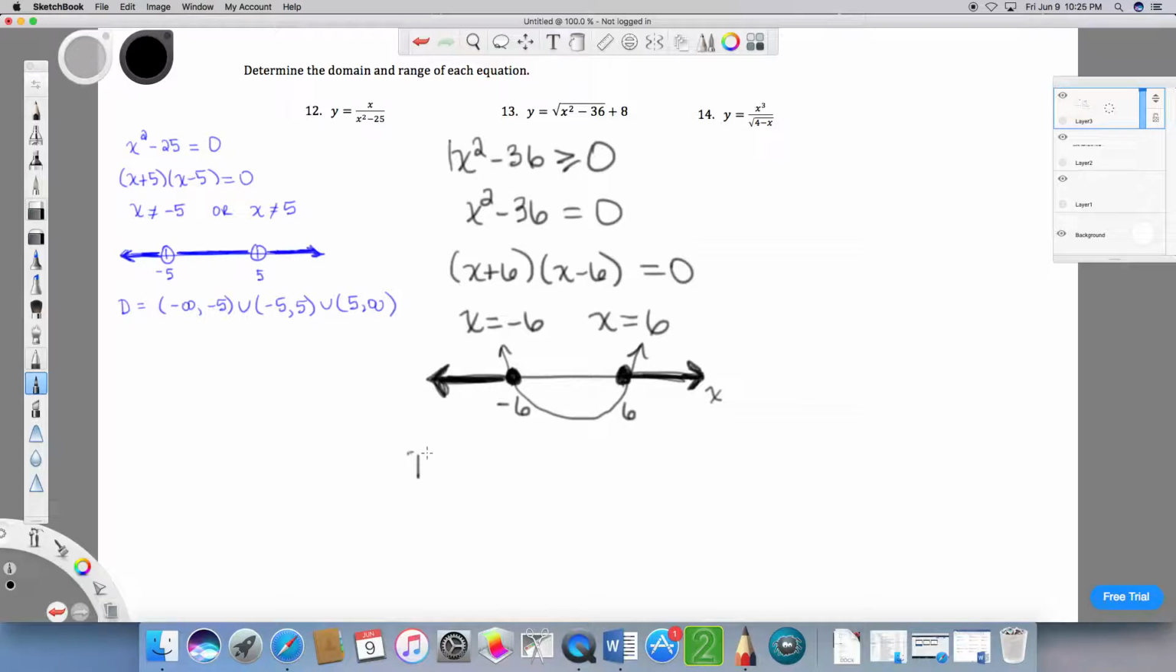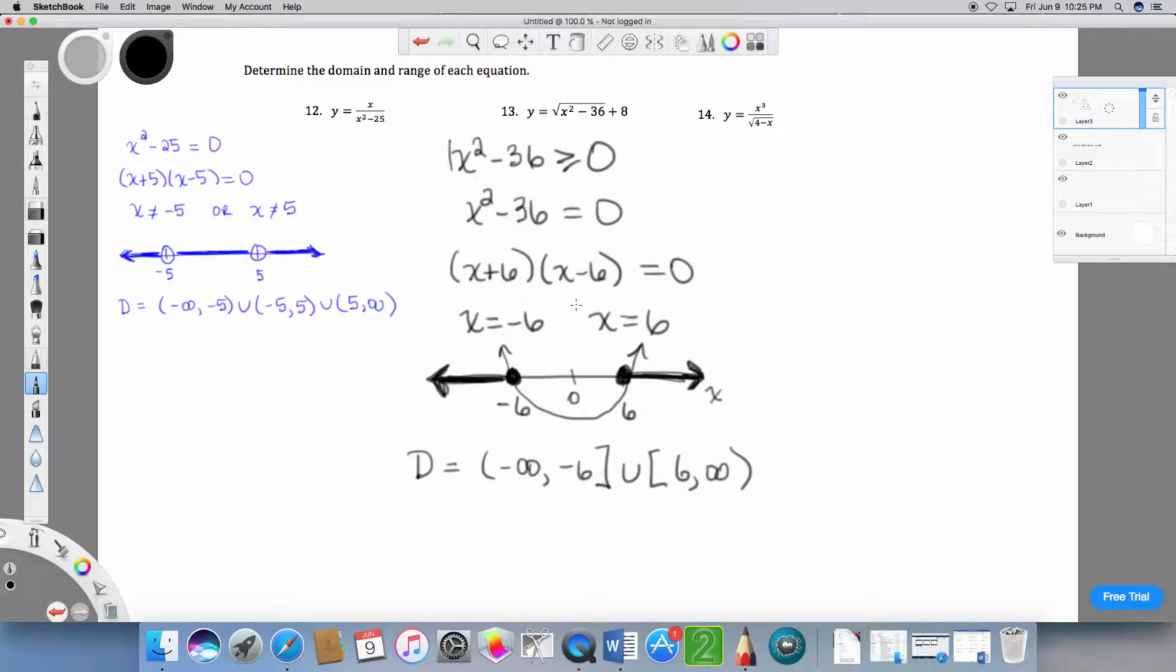So our domain for this function is from negative infinity up to and including negative 6, or from positive 6, including positive 6, out to positive infinity. You pick a number like 0 that's not in the domain, and you're going to be taking the square root of a negative number, and within the set of real numbers, you can't do that. All right. To find the range, we'll do that by looking at the graph.